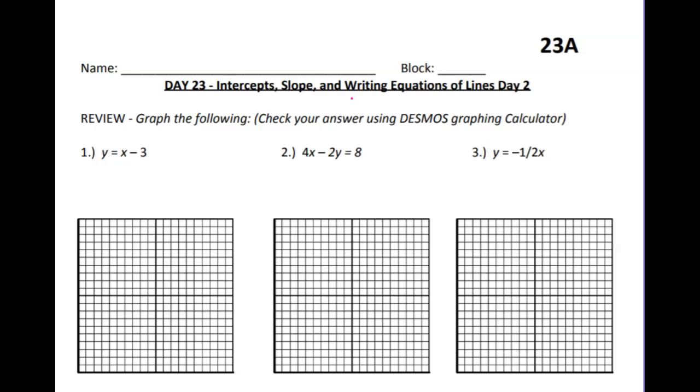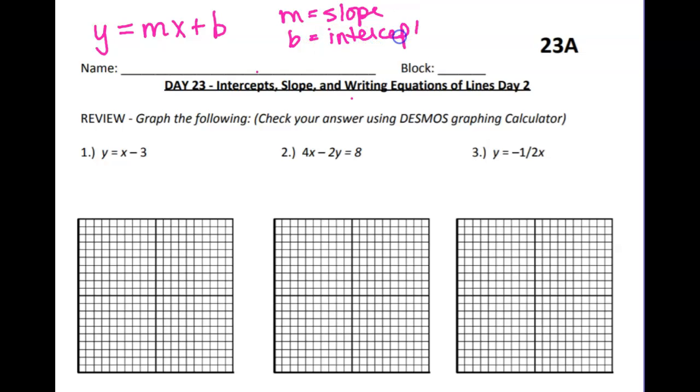So last week before break, we talked about equations of lines being in slope-intercept form, in the form of y is equal to mx plus b, where our slope was the m and the b is the y-intercept. Okay, so we're going to just review a little bit.